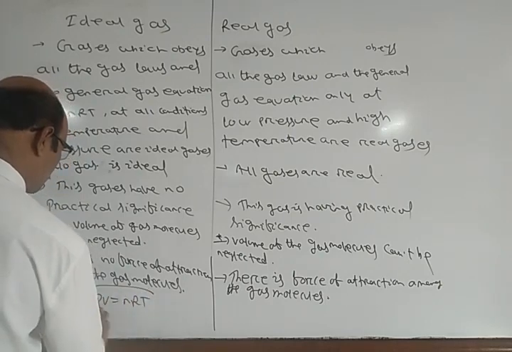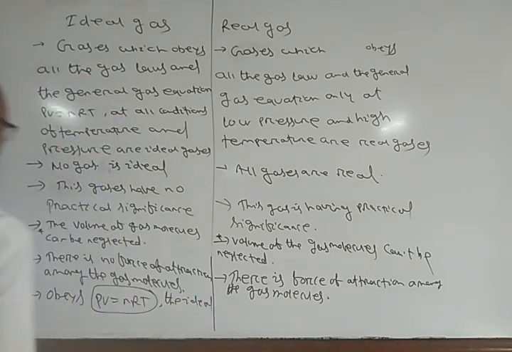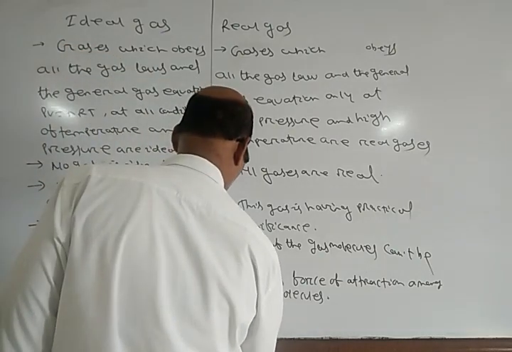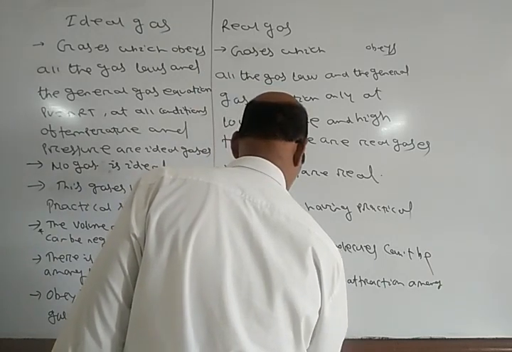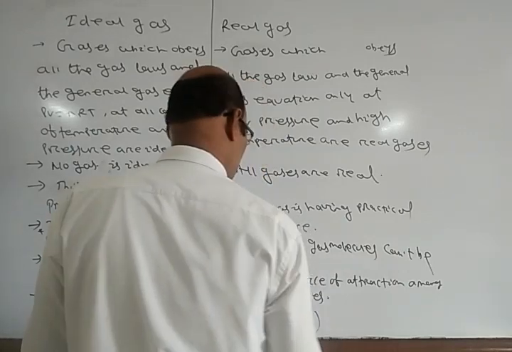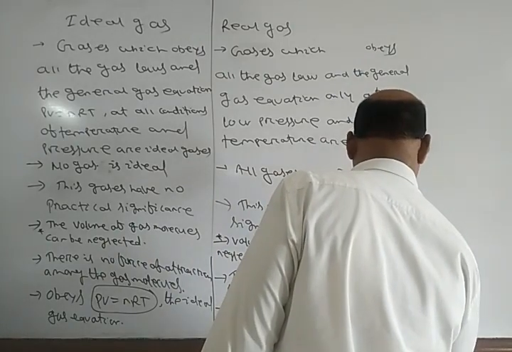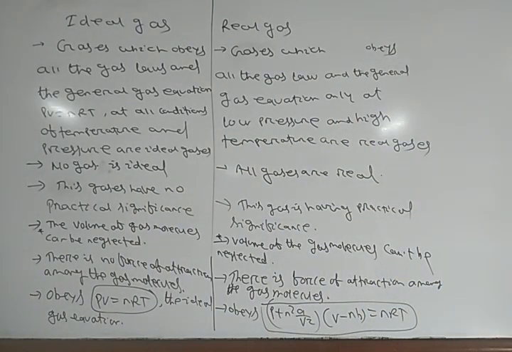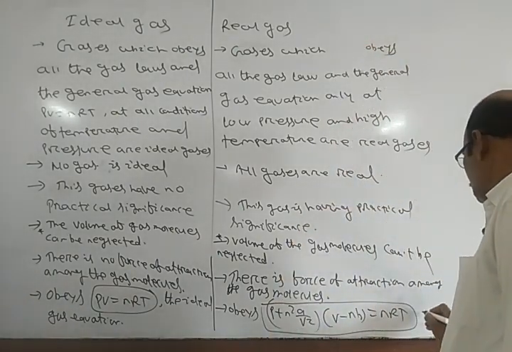PV equal to nRT is the ideal gas equation. The real gas equation obeys P plus n squared a by V squared, into V minus nb, equal to nRT.